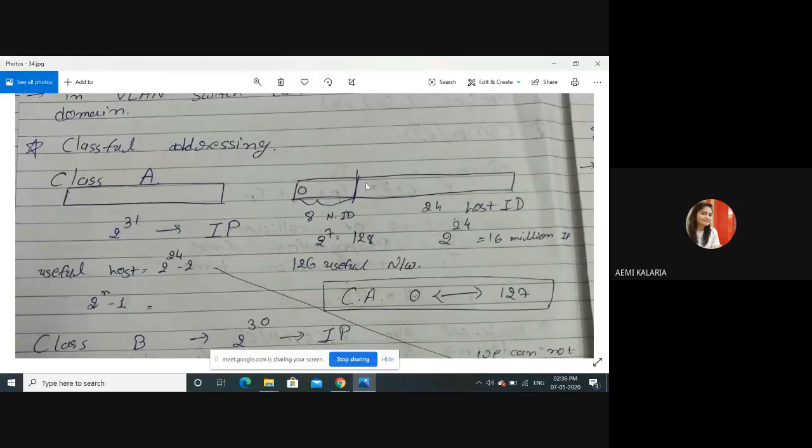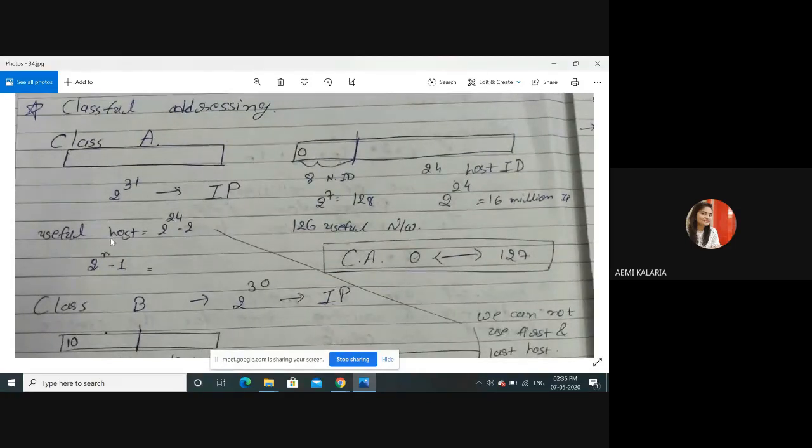In class A, the first 0 bit is constant. After that, 7 possibilities are there. And the first 8 bits will represent the total number of networks possible. And the remaining 24 bits represent the total number of hosts. So useful hosts in class A will be 2 raised to 24. This is the total possibility, right? 2 raised to 24 minus 2.